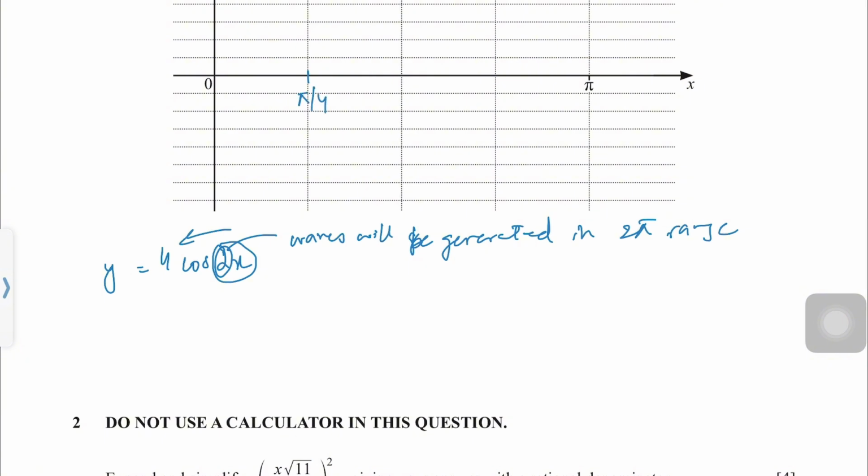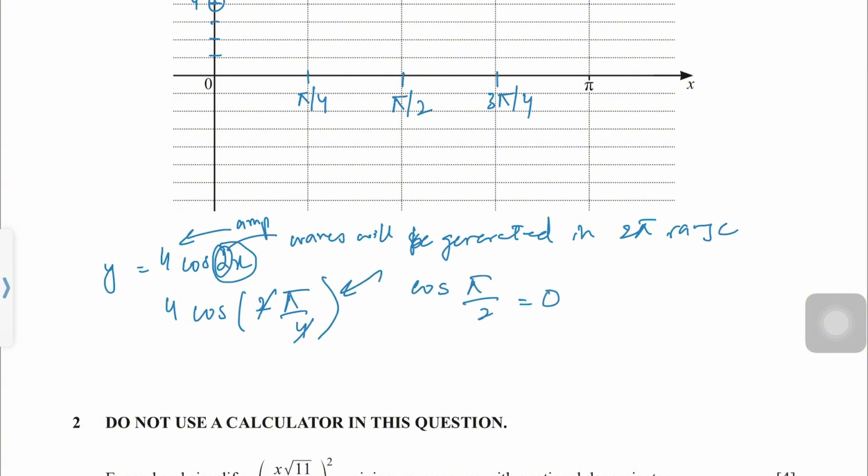Let's label it first. That would be pi by 4, this would be pi by 2, and this would be 3 pi by 4. So we will be starting at 1, 2, 3, 4. We'll be starting it from 4 since amplitude is 4. This is the amplitude. And then pi by 4. Let's calculate it as well. 2 pi by 4 would be pi by 2. Cos pi by 2 is 0. So this would be 0.